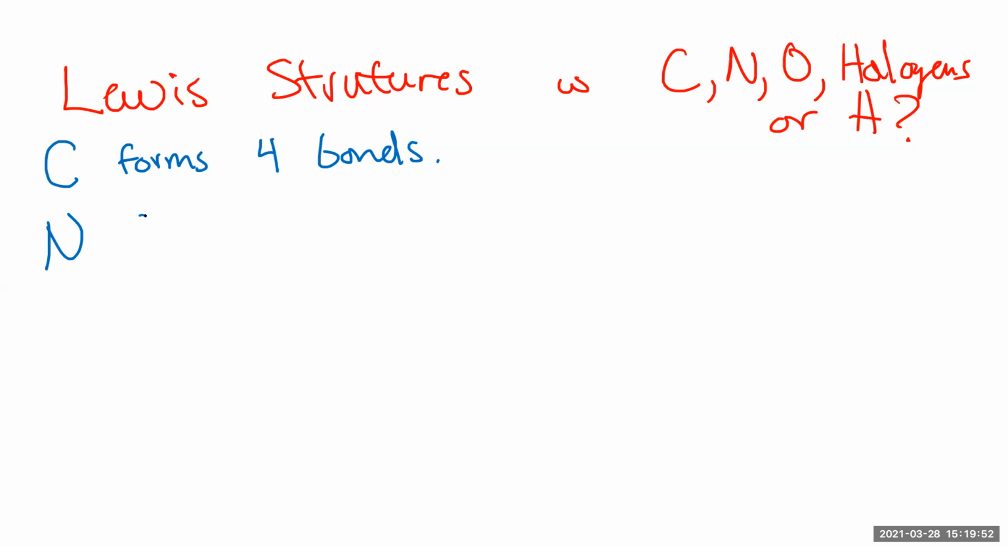Nitrogen generally forms 3 bonds, and I say generally because, as you've seen when we talked about coordinate covalent bonds, you can end up with 4 bonds to nitrogen, forming the ammonium ion. So nitrogen generally forms 3 bonds, but can form a 4th under some circumstances.